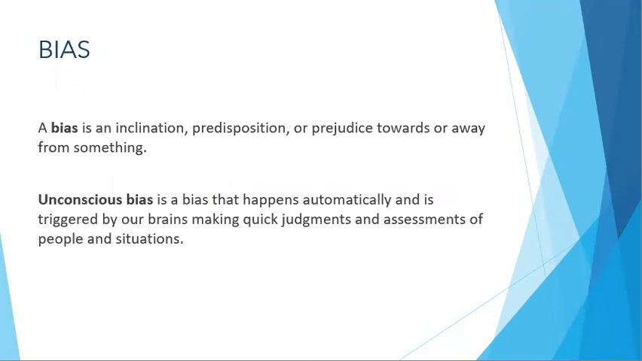Now, bias. Bias is an inclination, predisposition, or prejudice towards or away from something. You then have unconscious bias. And unconscious bias is a bias that happens automatically and is triggered by your brain making quick judgments and assessments of people and situations. Unconscious biases are influenced by our background, our cultural environment, and our personal experiences. It is very important to note that it's not innate and is a learned behavior. Therefore, we can all learn alternatives and create different automatic responses. So this is something we'll talk about in more detail during the course, especially when talking about inclusive recruitment, as we know that unconscious bias can impact different stages of the recruitment process.